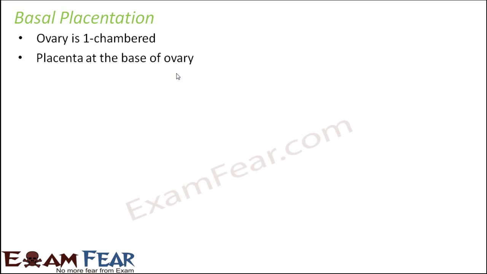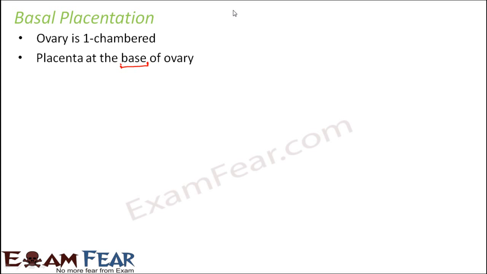The fourth type, that is the basal placentation. Here again the ovary is one chamber. There is no septum, no separation of the ovary into different locules. Here the placenta is at the base of the ovary, and that is why the name basal placentation. So how would this be? It would be somewhat like this.